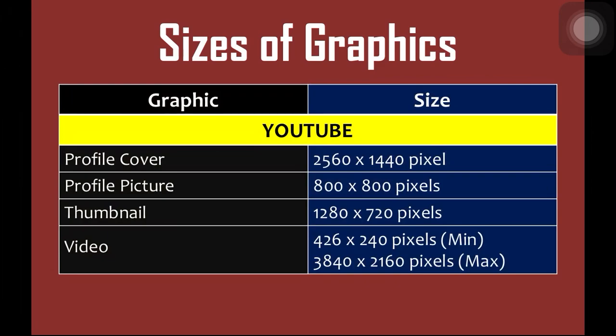Coming down to video. Videos also have different sizes, but YouTube is a bigger platform for videos, so it offers plenty of different sizes. You can upload almost any size of video on YouTube, and it will shrink it down automatically to a manageable size. The minimum video size is 426 by 240 pixels, and the maximum size is 3840 by 2160, which means we are talking about HD videos. So these are the three platforms I have discussed.